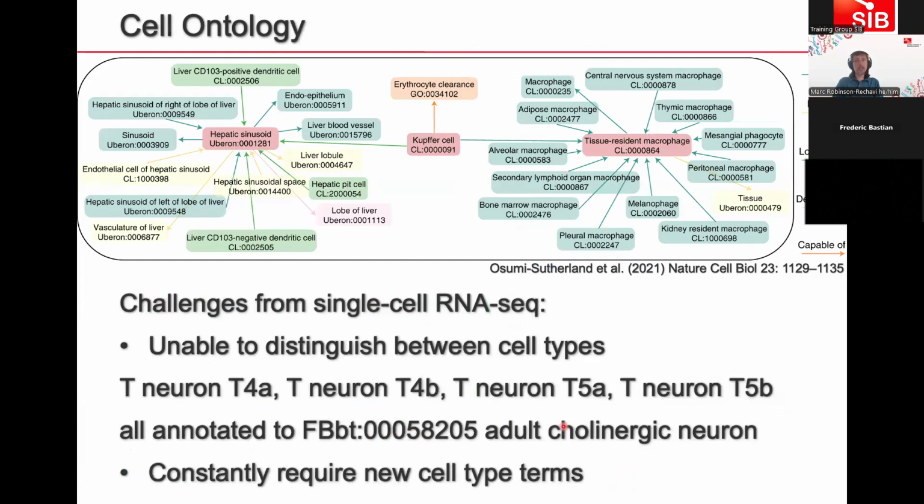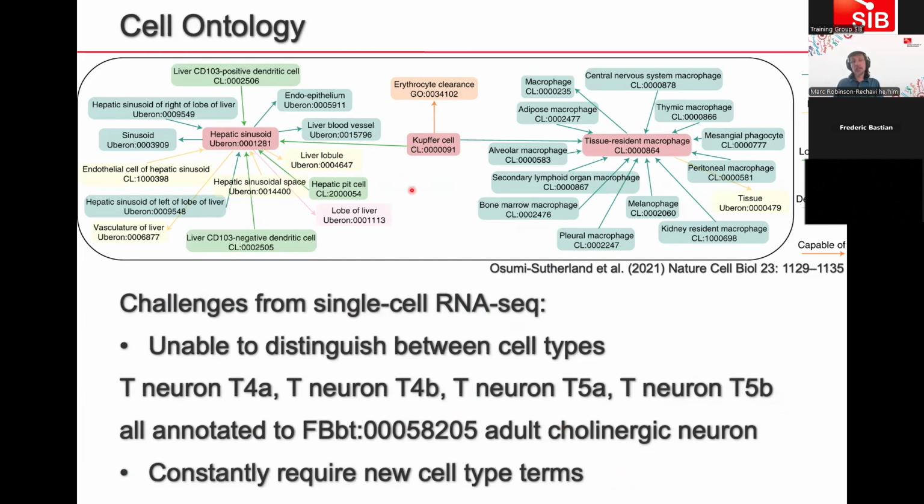And we also use the cell ontology, which is an ontology which describes cell identity, and it's quite complex, as you see here, and it also interacts with Uberon because, for example, a Kupffer cell is a type of hepatic sinusoid cell which will be found in liver blood vessel, and so you have relations in the cell types and the anatomical structures.